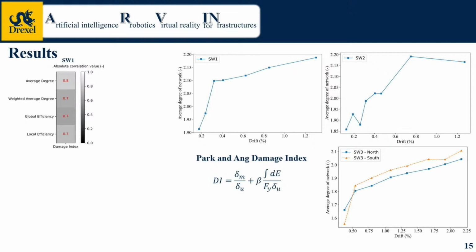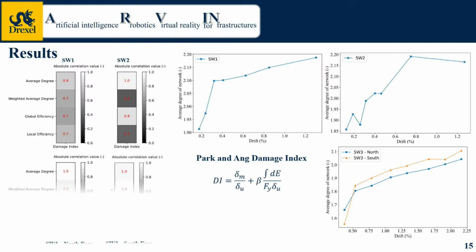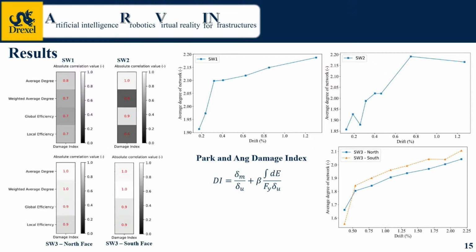So combining these two together, we have the damage index here, and here we have the graph features that we have extracted. The first one is for SW1, then SW2, and both faces of SW3. Here we can see there is a monotonic increase at each load cycle. So when the load increases, these graph features also increase. And the values here are comparable on the vertical axis. Most of them start from around 1.6 and end at 2.2.